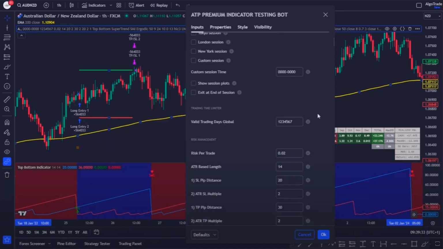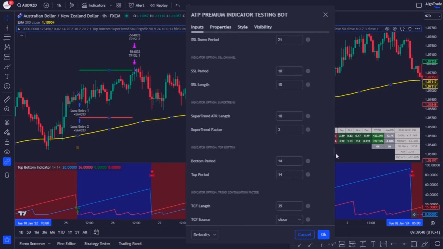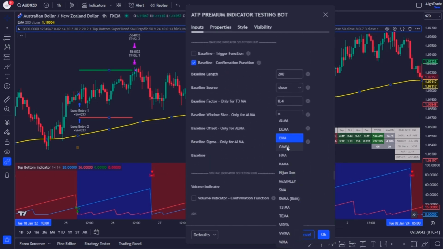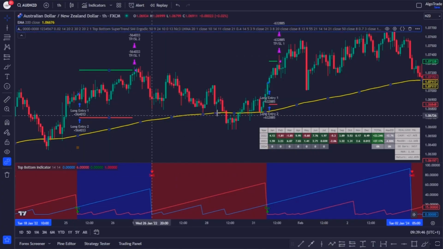Once we have set all the conditions we discussed earlier, including the top-bottom indicator with the default settings and the 200-period EMA for confirmation, the trading bot will display every valid trade on the charts.